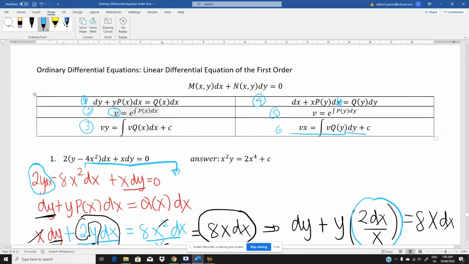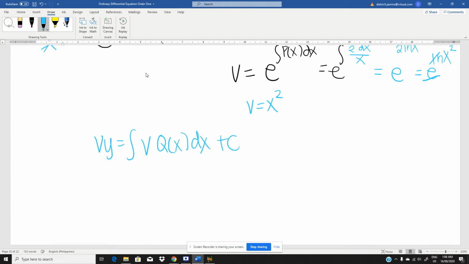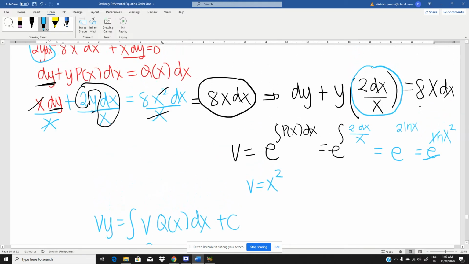Moving to our third step, which is vy. We will have vy equal to the integral of v times q of x dx plus c. As you can see, our v is equivalent to x squared, so x squared multiplied by y is equal to the integral of v, which is x squared, multiplied by q of x dx. Our q of x dx is this one.